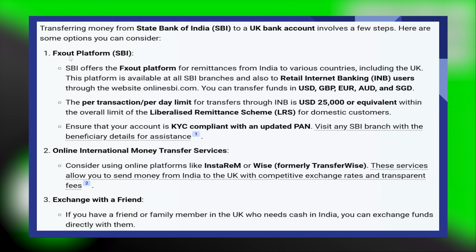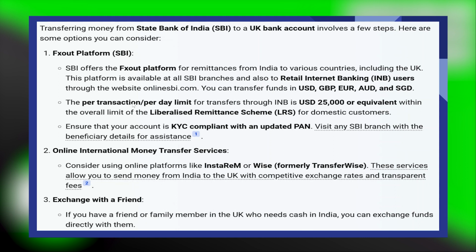Firstly, SBI offers the FX Out platform, which is for remittances from India to various countries including the UK. This platform is available at all SBI branches and also to retail internet banking users through the website onlinesbi.com. Also, you can transfer funds in USD, GBP, Euro, AUD, and SGD.